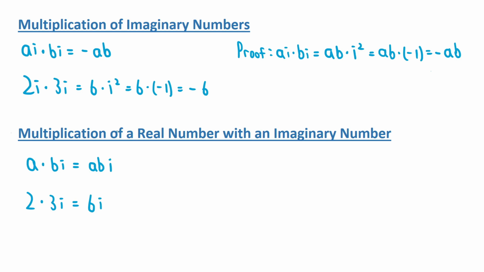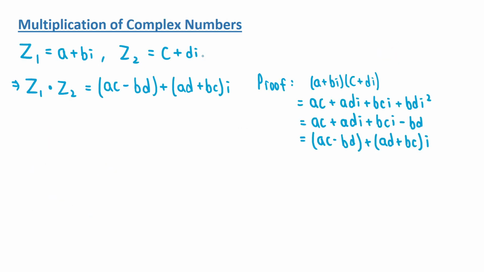If we multiply a real number a with an imaginary number bi, the result is just abi. So basically we multiply the real number onto the real coefficient before the imaginary number, and the i stays the same. So if we have something like 2 times 3i, we just multiply 2 by 3, which equals 6, and the i stays the same, so the result is 6i. So now let's get into the multiplication of complex numbers.